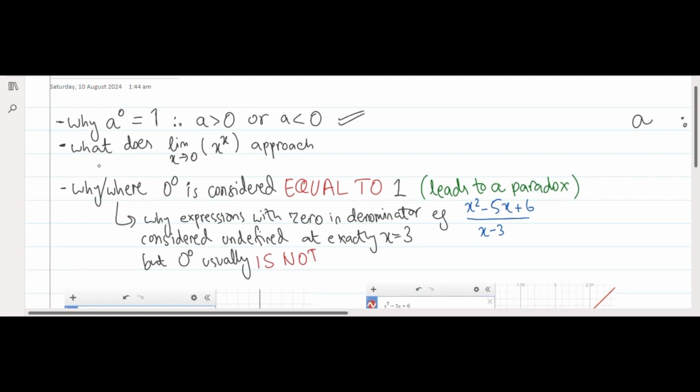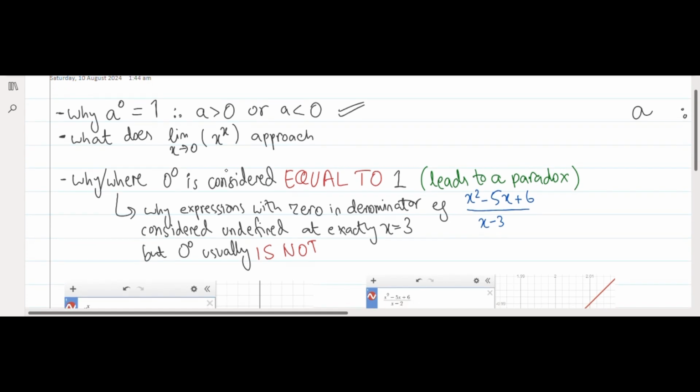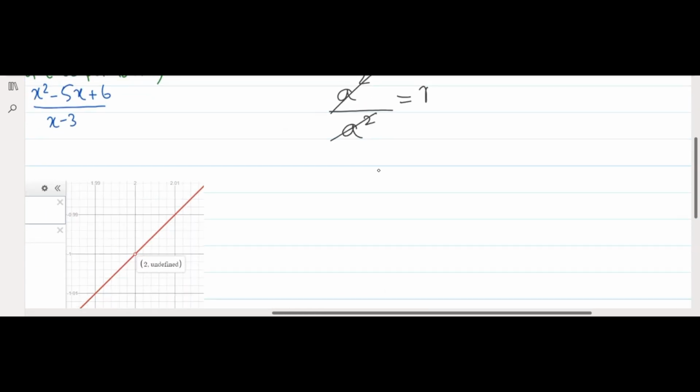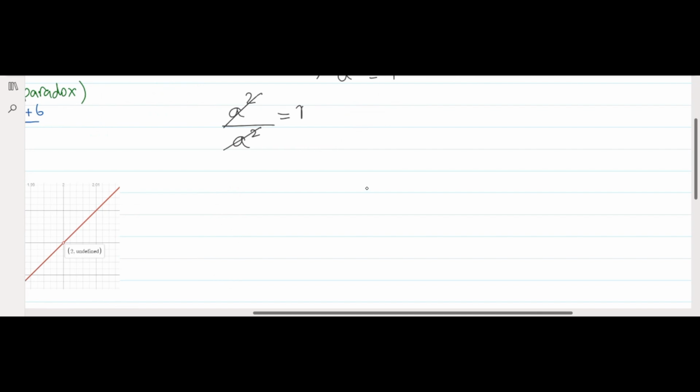The second part is the limit: what does x raised to the power x approach when x approaches 0? This is the second point I am going to discuss. The limit as x approaches 0 of the expression x raised to the power x, right?